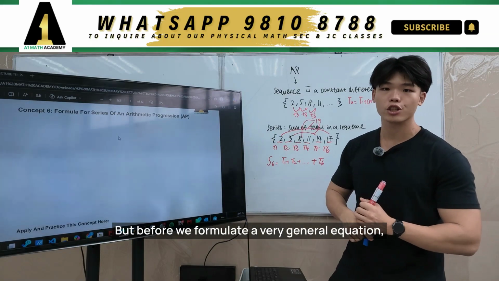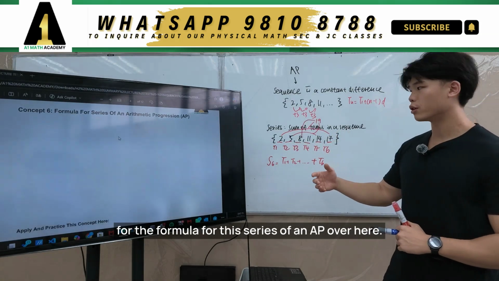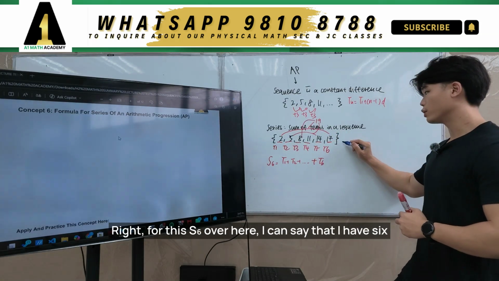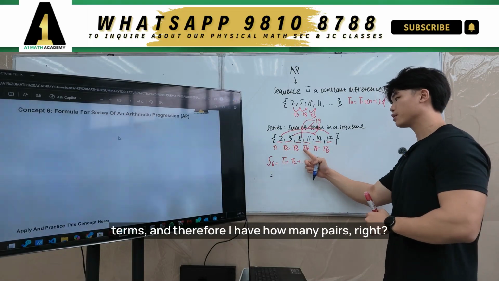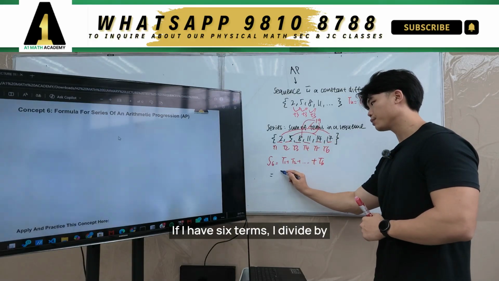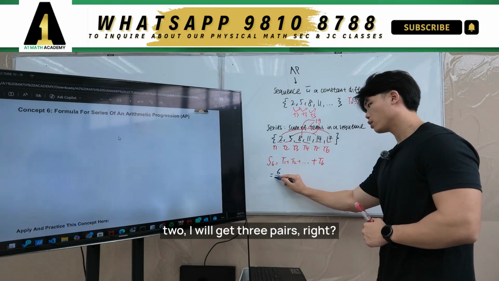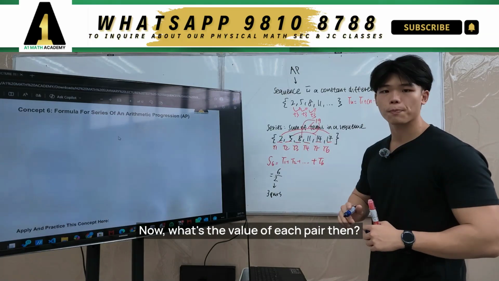But before we formulate a very general equation, let's try to come up with a structure for the formula for the series of an AP. For this S6, I have 6 terms, and therefore how many pairs? If I have 6 terms, I divide by 2, I will get 3 pairs. Now, what's the value of each pair?